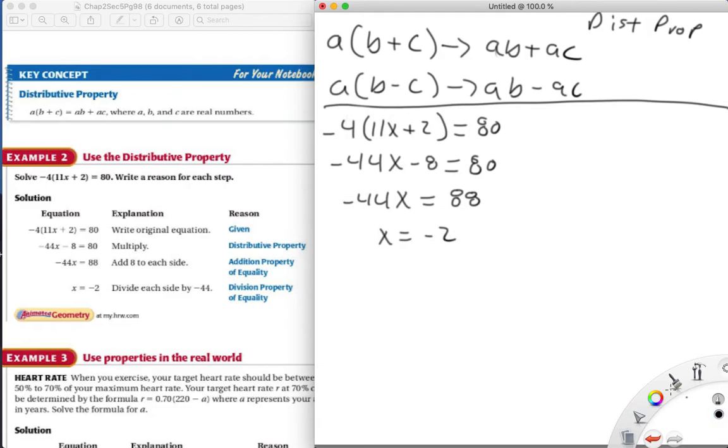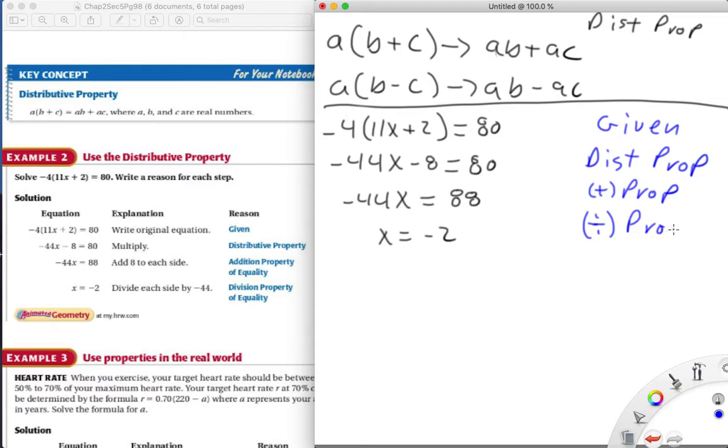Again, solving like we normally do, but now we have to justify. And our justification, first one is always given to us. Then the second reason is distributive property. You can write distributive property like this, or you can just write this. We add 8 to both sides, so that's addition property of equality. And then we divide by negative 44, so that's division property of equality. Again, each step is being justified. This is essentially a proof.